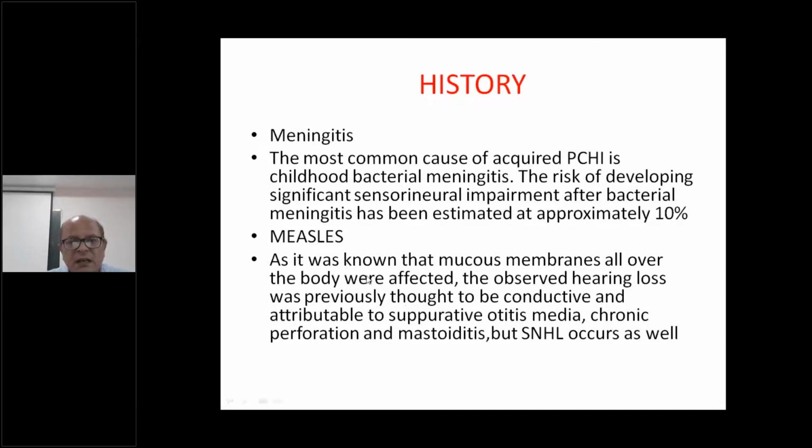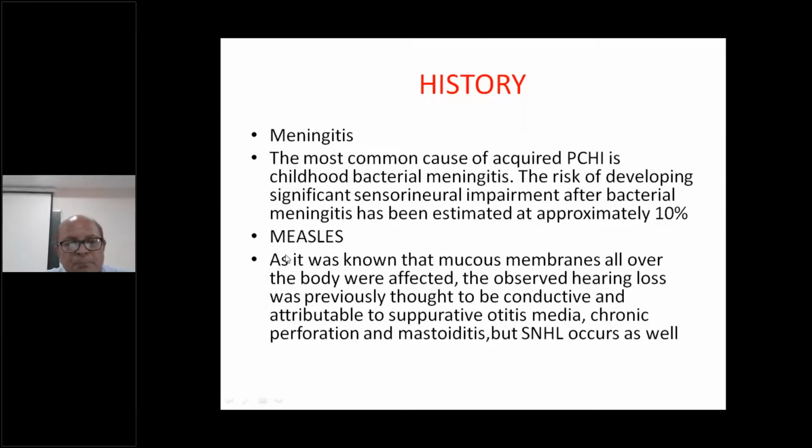So measles, as it was known that mucous membranes all over the body were affected, the observed hearing loss was previously thought to be conductive and attributable to suppurative otitis media, chronic perforation, mastoiditis, but SNHL also occurs. So in measles, you will have a bilateral hearing loss, whereas in mumps it is usually unilateral.